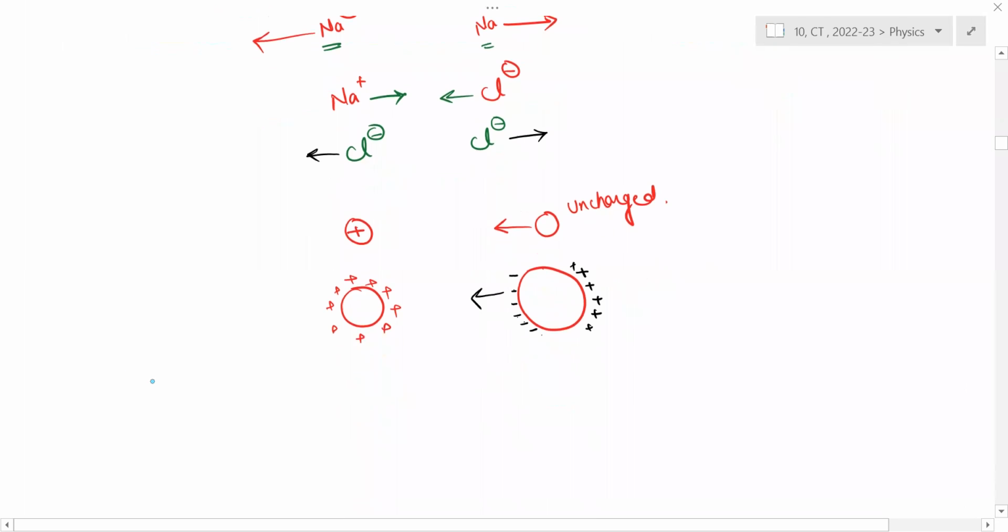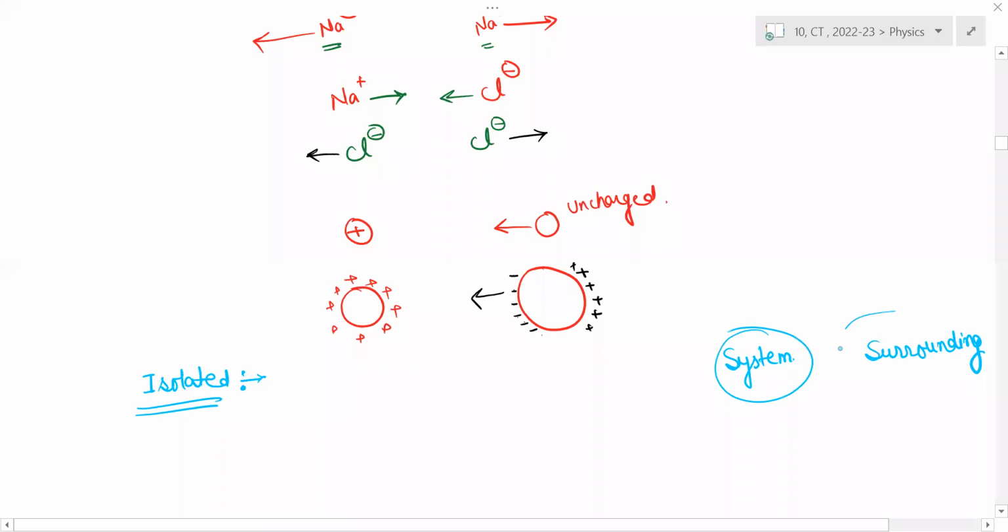First we will understand the meaning of an isolated system. What is the meaning of isolated? This is a technical word. Sir, separated. Separate. There are two things, beta, please understand. One is called system and another is called surrounding. System and surrounding, please understand these words.